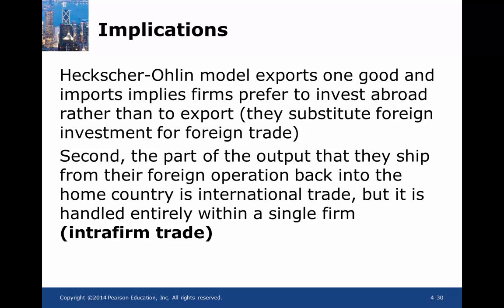Implications. The Heckscher-Ohlin model, where a country exports one good and imports another, implies firms prefer to invest abroad rather than to export. They substitute foreign investment for foreign trade. Second, the part of the output that they ship from their foreign operation back into the home country is international trade, but it is handled entirely within a single firm. We call it intra-firm trade.